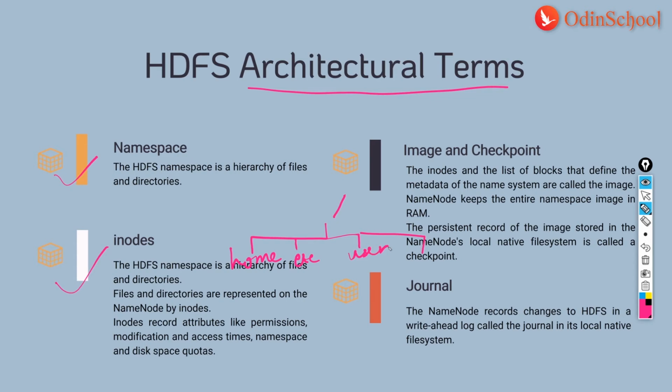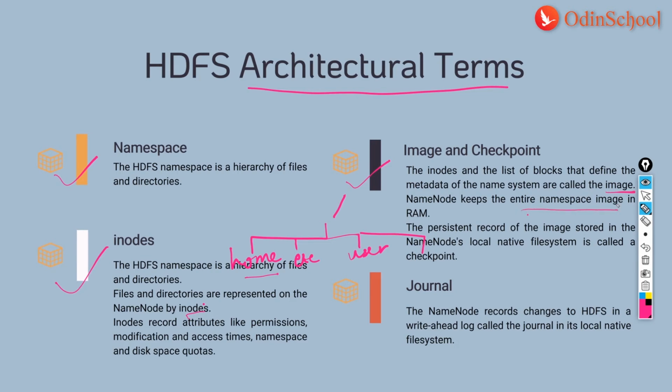So here the files and directories are represented on the name node by inodes. An inode will have some attributes like the permission, who can access the directory or file, modification time, last access time, then namespace and disk space quotas, etc. Then the term comes, image and checkpoint. The inodes and the list of blocks that define the metadata of the name system are called the image. Image is nothing but a current snapshot, and the name node will always keep this entire namespace image in the RAM.